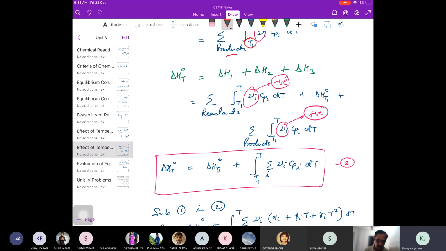And we can combine these two and we get delta H at T1, 0 plus integral T1 to T, summation of nu i Cpi dT. Okay, the limit is the same. You can add these two, reactants and products. Any questions on equation 2?